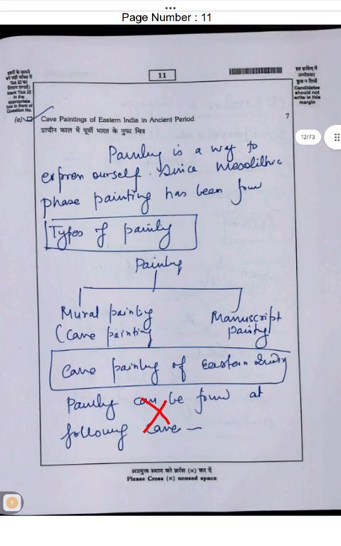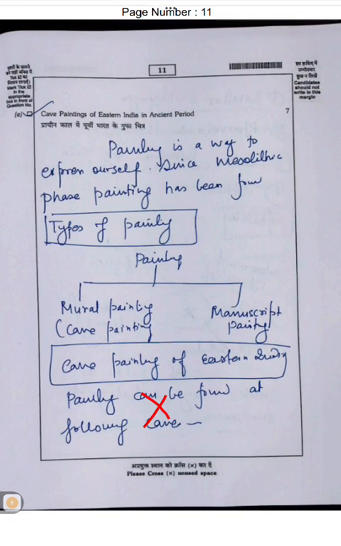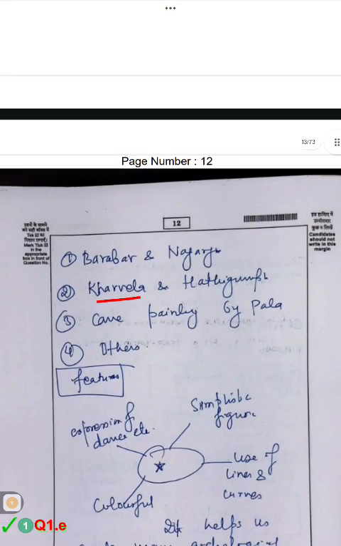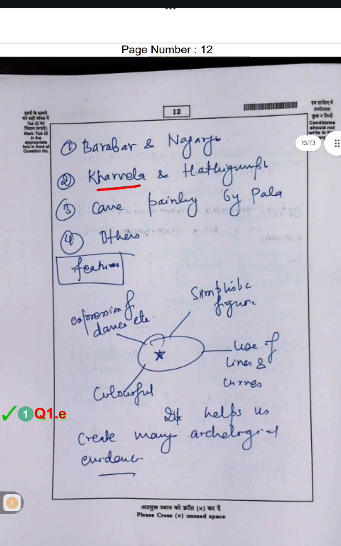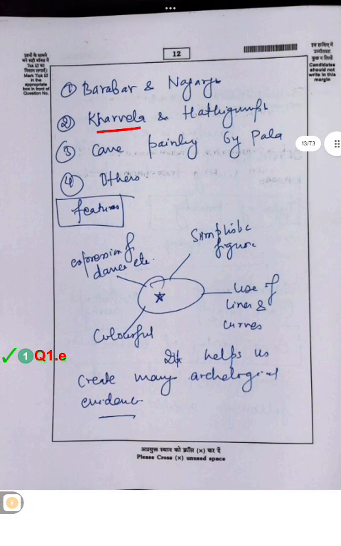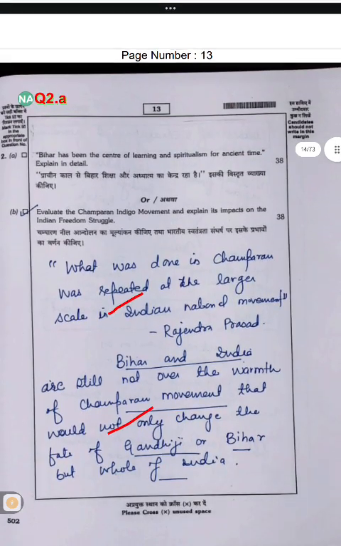Cave painting of Eastern India. Painting is a way to express ourselves. Since the Neolithic phase, painting has been famous. Types of painting: mural and manuscript. Mural cave painting of Eastern India: Barabar and Nagarjuni, Khandagiri and Hathigumpha, cave painting by the Palas. Colorful expression of dance, etc. Symbolic figures with use of lines and curves help us create many archaeological evidences.